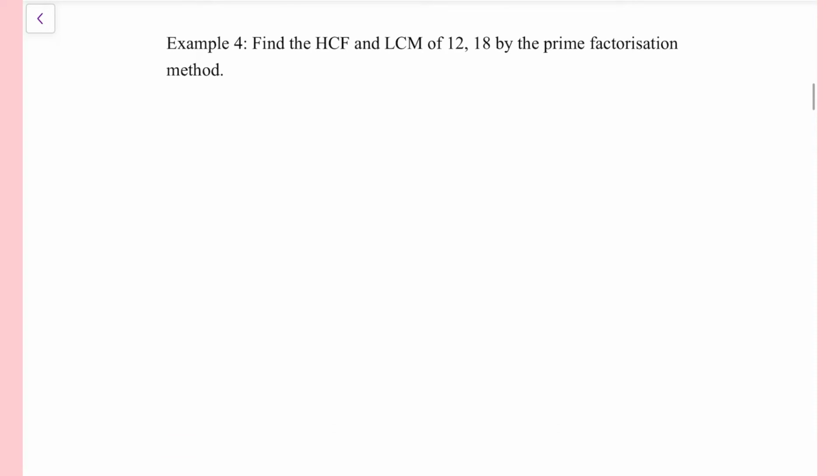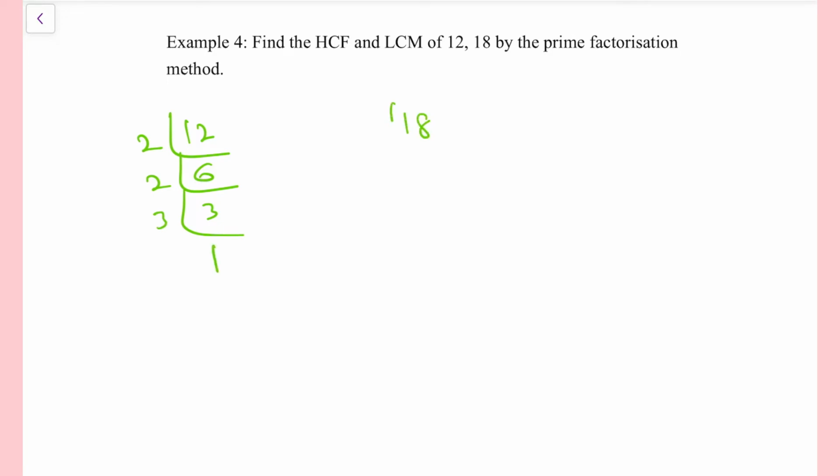Next, find the HCF and LCM of 12 and 18 by the prime factorization method. Let us do prime factorization for the number 12 first. 12 will come in 2 table. 2 sixes are 12, 6 will come in 2 table, 2 threes are 6, 3 will come in 3 table, 3 ones are 3. Next, for 18, 2 nines are 18, 3 threes are 9.